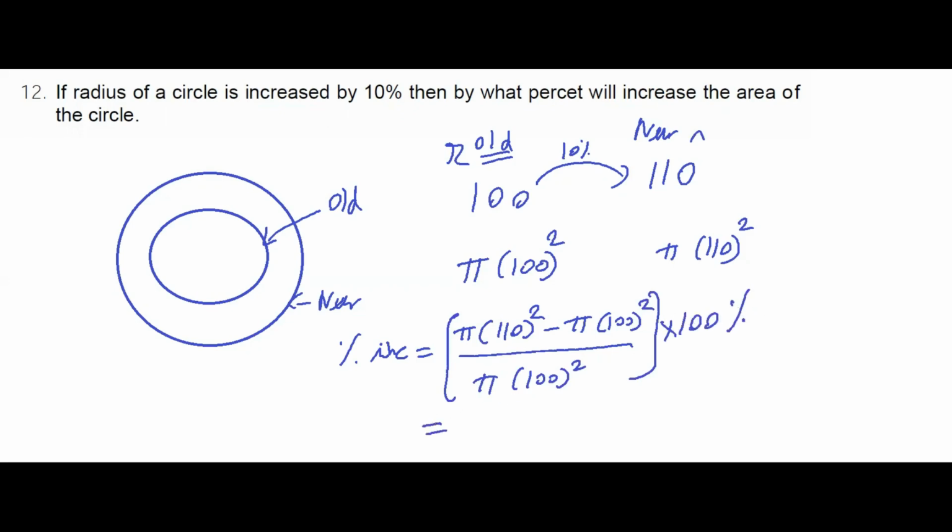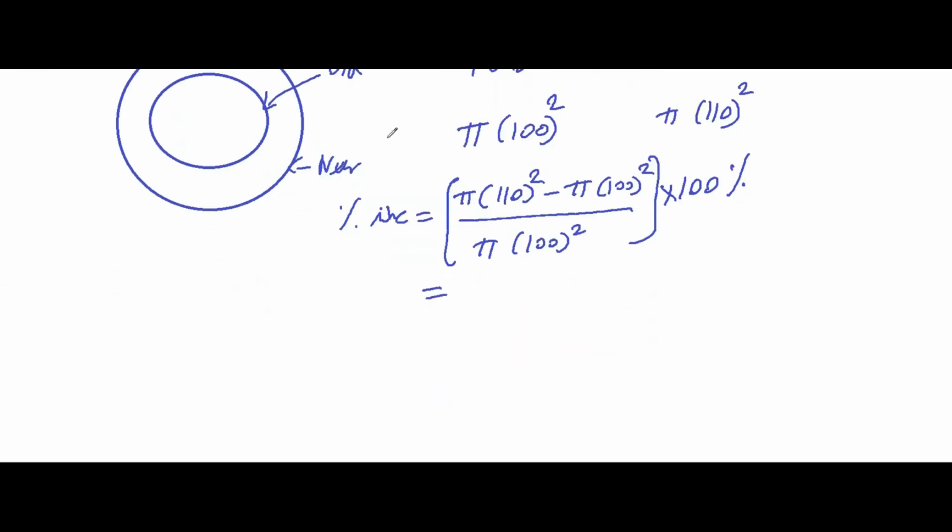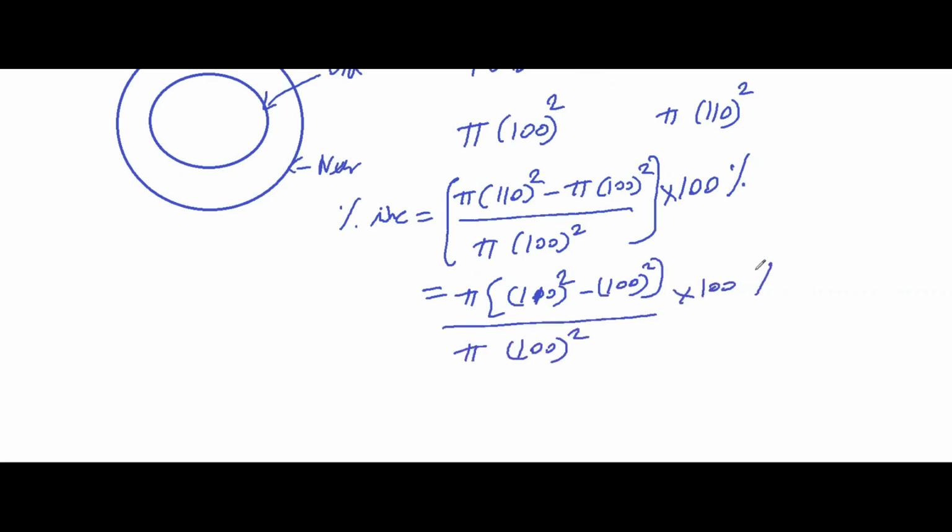This I am going to solve further. Now see, from here pi I can take common, so I have taken common pi, and then in bracket I will get 110 the whole square minus 100 the whole square divided by pi into 100 the whole square, okay, into 100. So I can do one thing. What? This 100 and this 100 I can cancel, this pi and pi I can cancel, and here I am going to apply a square minus b square formula. Now a square minus b square formula is what?